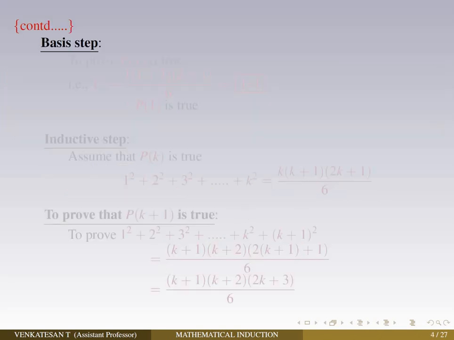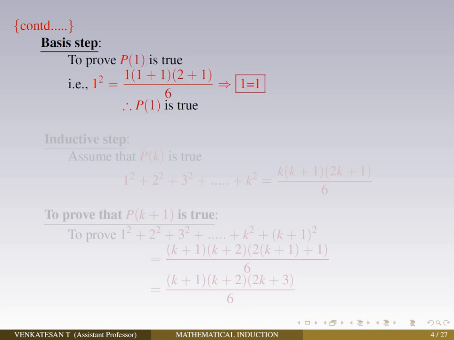First, we start with the basis step. To prove that P(1) is true, that is, 1 square is equal to, on the right hand side replacing all n values with 1, you will be getting 1 into (1 plus 1) into (2 plus 1) divided by 6. Here, on simplifying, both right hand side and left hand side are the same, that is 1. 1 is equal to 1. Therefore, P(1) is true. That is, the propositional function is true for the initial value, that is n equals 1.